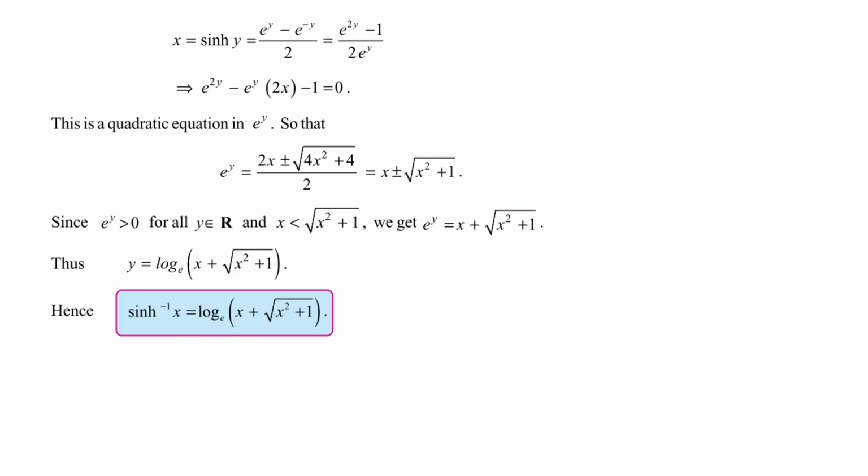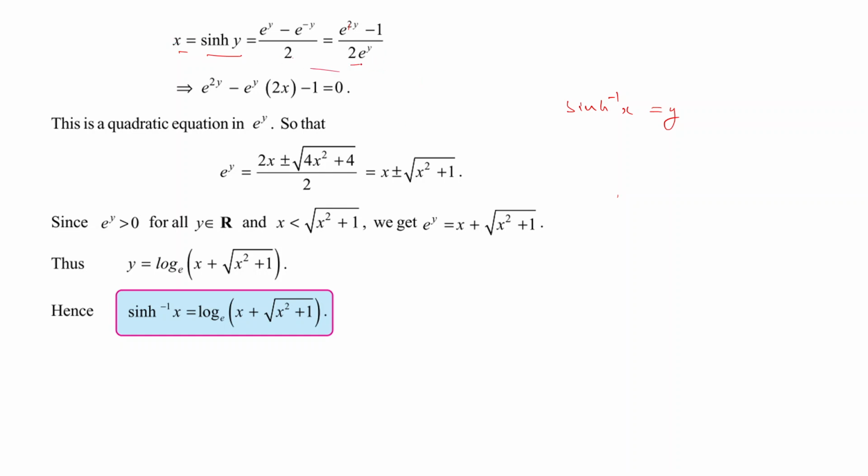How do we calculate the inverse? If we want to calculate sine h inverse x, let this equal some y. What will this become? Sine h y equals x, right? What does that mean? (e power y minus e power minus y) by 2 equals x, right? This e power minus y is also 1 by e power y. That means (e power 2y minus 1) by 2 e power y equals x.